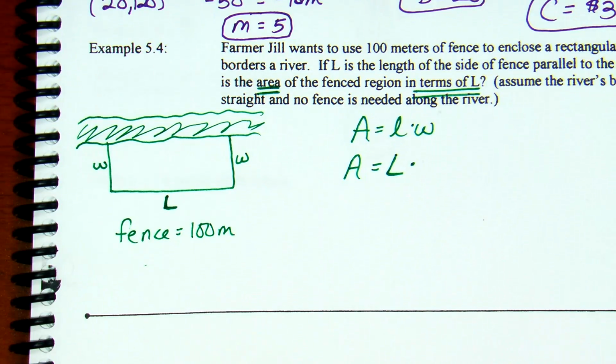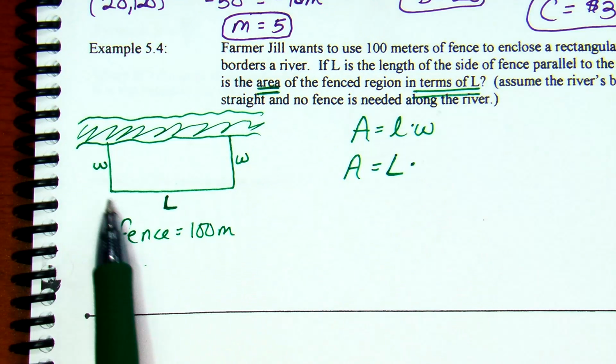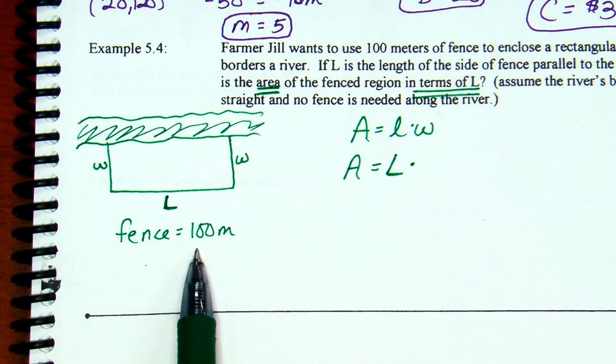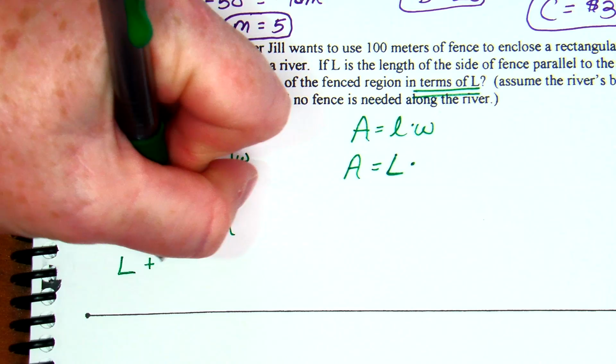She's fencing 3 sides of the region. Okay, so one L plus 2W has to be 100 meters. Yep, because she's fencing the 3 sides, so we ignore the river side, and she's going to use 100 meters to do that, right? So now we're kind of talking perimeter, aren't we? Except it's perimeter of only 3 sides. So yes, think of 1L plus 2W equals 100 meters.